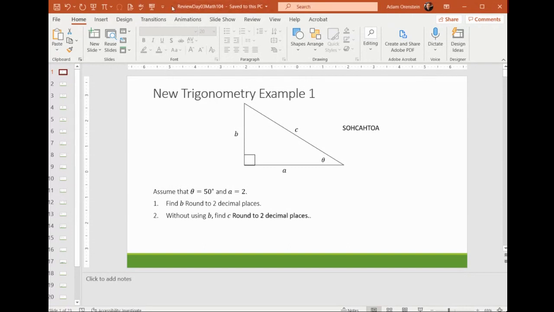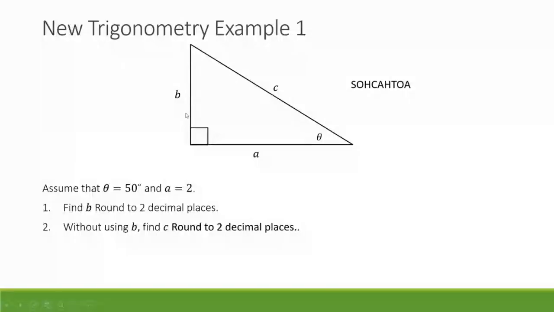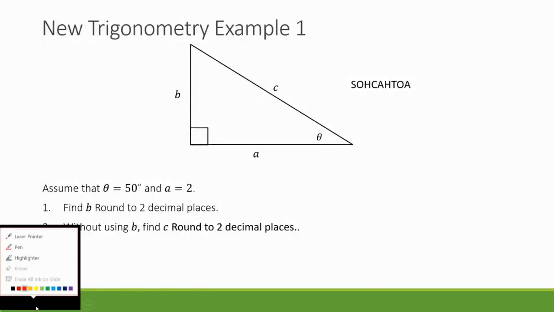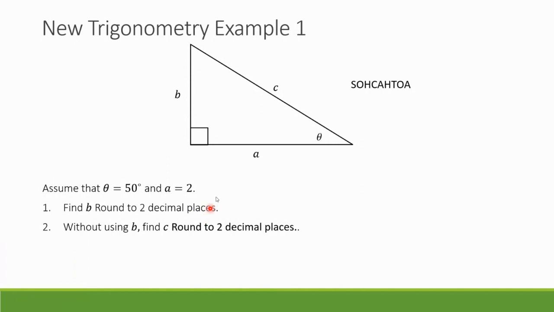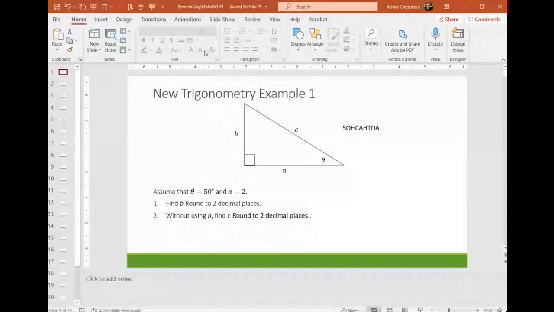All right, so here's another trig example. I don't think I went through this last time. I think I might have started to, but I didn't finish it. But anyway, here we have a right triangle, right?